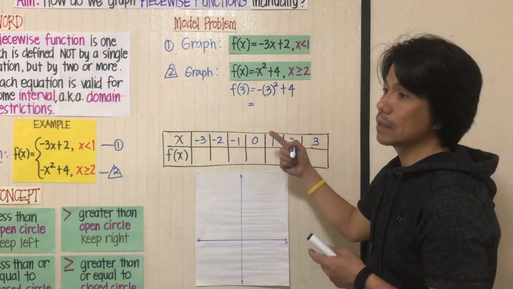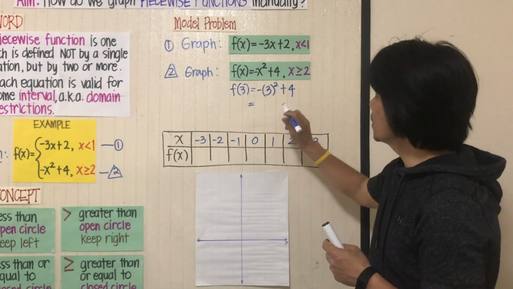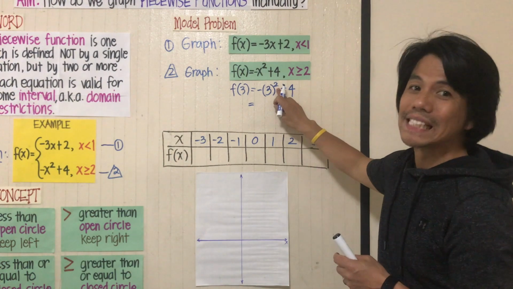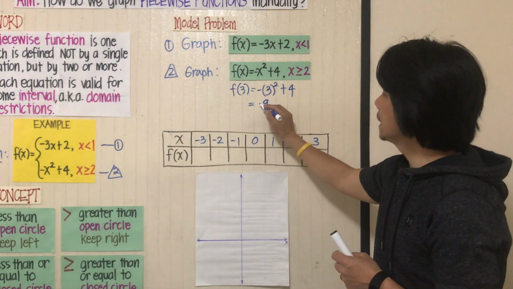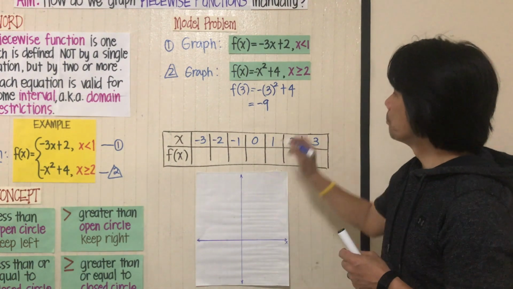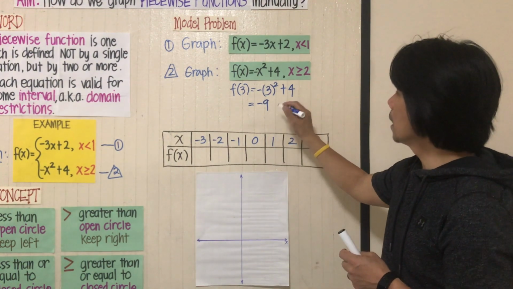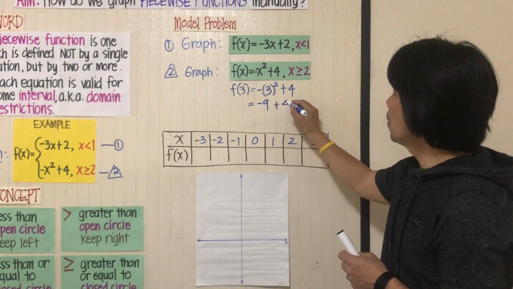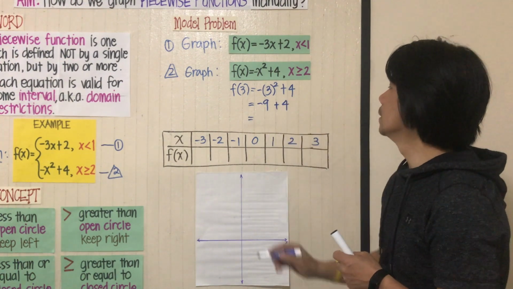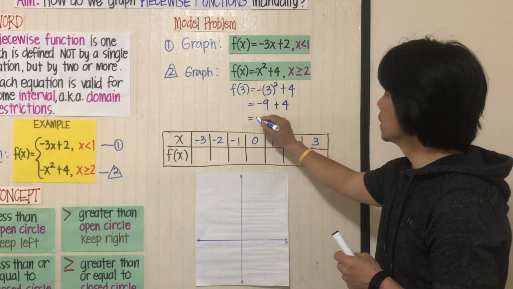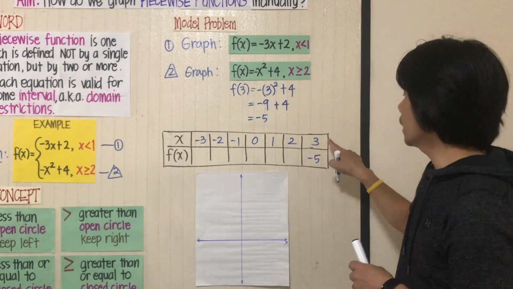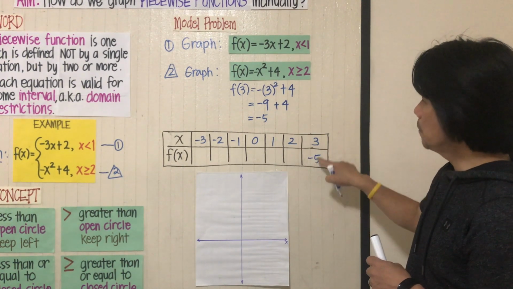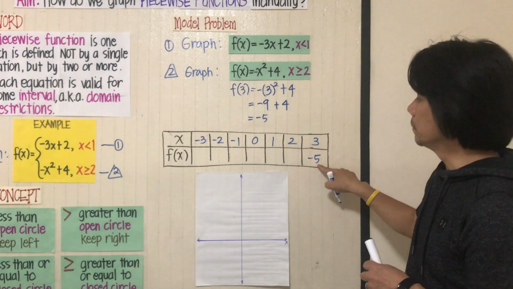Now you're going to start based on order of operation. 3 to the second power is 9. Again, there's a negative outside the parentheses. That's the only time you're going to write it before the 9, plus 4, and then -9 plus 4 is -5. So if x is 3, the f of x is -5.